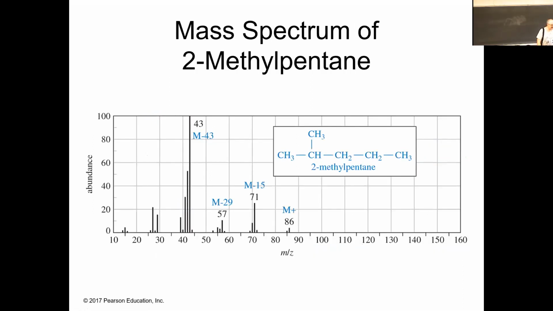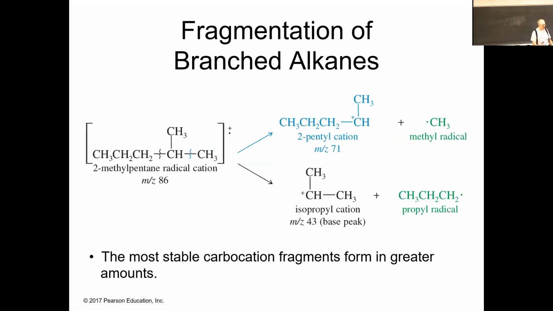Right, here's the mass spectrum of 2-methylpentane. We often see fragmentation at branch points because, of course, secondary and tertiary carbocations are more stable. This peak at 43, that's our isopropyl cation, where the propyl radical is broken off. 86 minus 71, that's a loss of 15, so that's a methyl group breaking off one of the ends here. So fragmentation occurs more often at branch points.